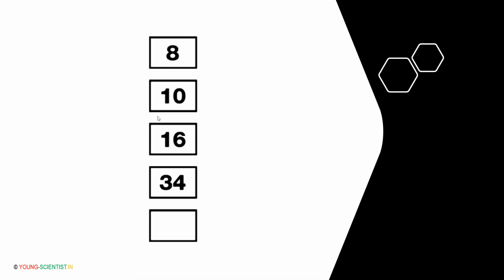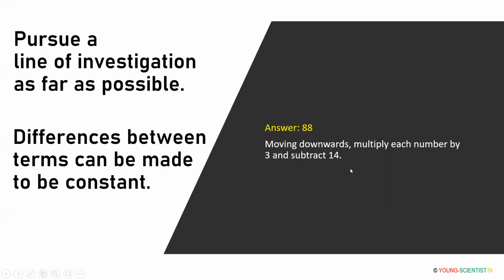And secondly, there can be multiple explanations for a pattern. So one is what's given here: multiply each number by 3 and subtract 14, and you will generate the sequence of numbers. You can also see it as 3 raised to 0 plus 7, 3 raised to 1 plus 7, 3 raised to 2 plus 7, and so on. So that's another explanation for the sequence of numbers.